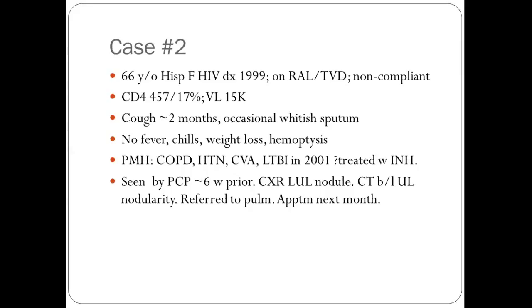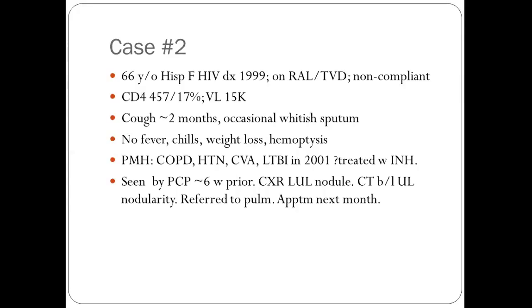Interestingly, this patient was seen 6 weeks prior, when she was having cough for about 2 or 3 weeks. A chest x-ray was done, ordered by her PCP, and there was a left upper lobe nodule. This led to a CT scan which showed bilateral upper lobe nodularity. Then she was referred to pulmonary, but her appointment, for some reason, was scheduled very late, and she still has to wait another month to see the pulmonologist.